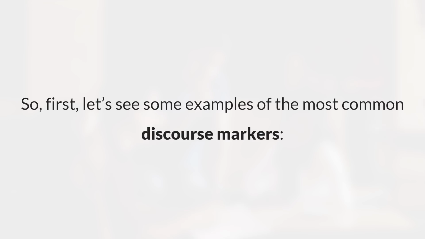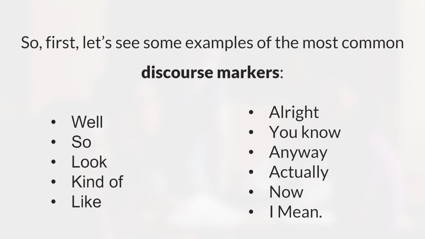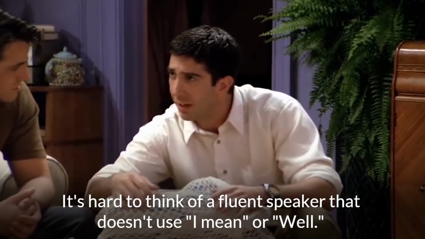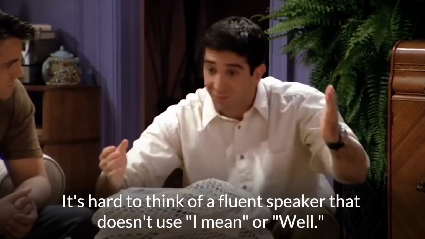So first, let's see some examples of the most common discourse markers. Well, so, look, kind of, like, all right, you know, anyway, actually, now, I mean. It's hard to think of a fluent speaker that doesn't use "I mean" or "well".